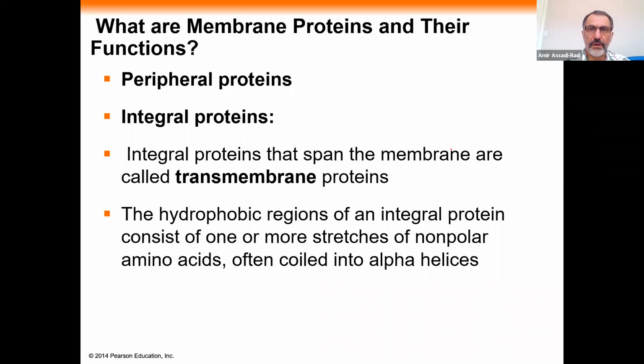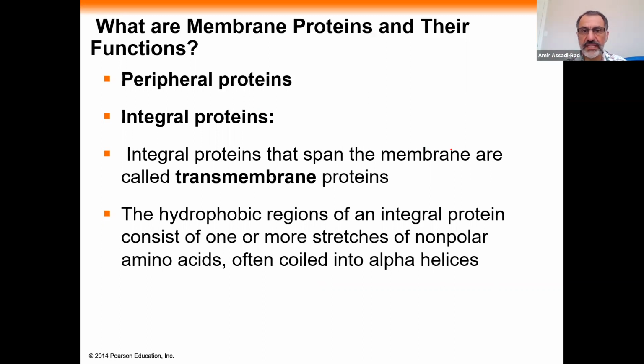Okay, what are membranes, proteins and their functions? We have peripheral proteins. I showed you they're inside of the cell membrane. We have integral protein molecules. They are embedded within the phospholipid. They have protein molecules embedded within there. So anyhow, I showed it to you.